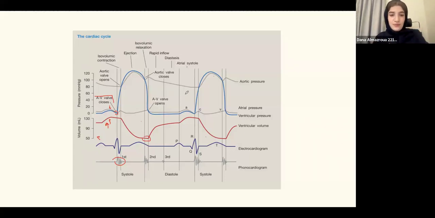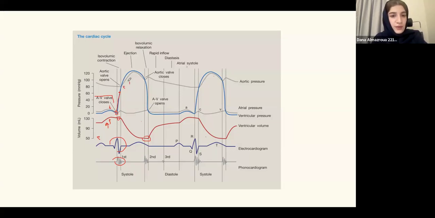So we were at the point, what I explained to the question, where we've reached a point where the AV valve has closed and now there was isovolumetric contraction, so the pressure in the ventricles goes up, the volume does not change. Before the contraction, obviously we have the QRS complex on the ECG. Eventually, the ventricular pressure exceeds the aortic pressure, so the aortic valve opens. Now blood gets ejected from the ventricles to the aorta.